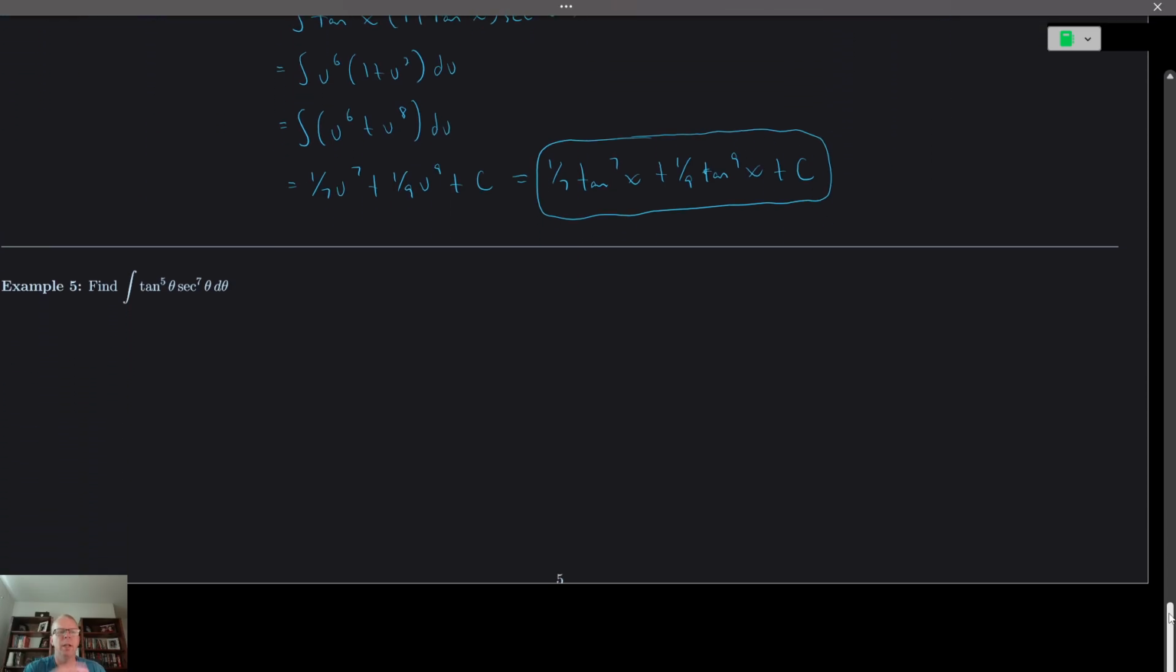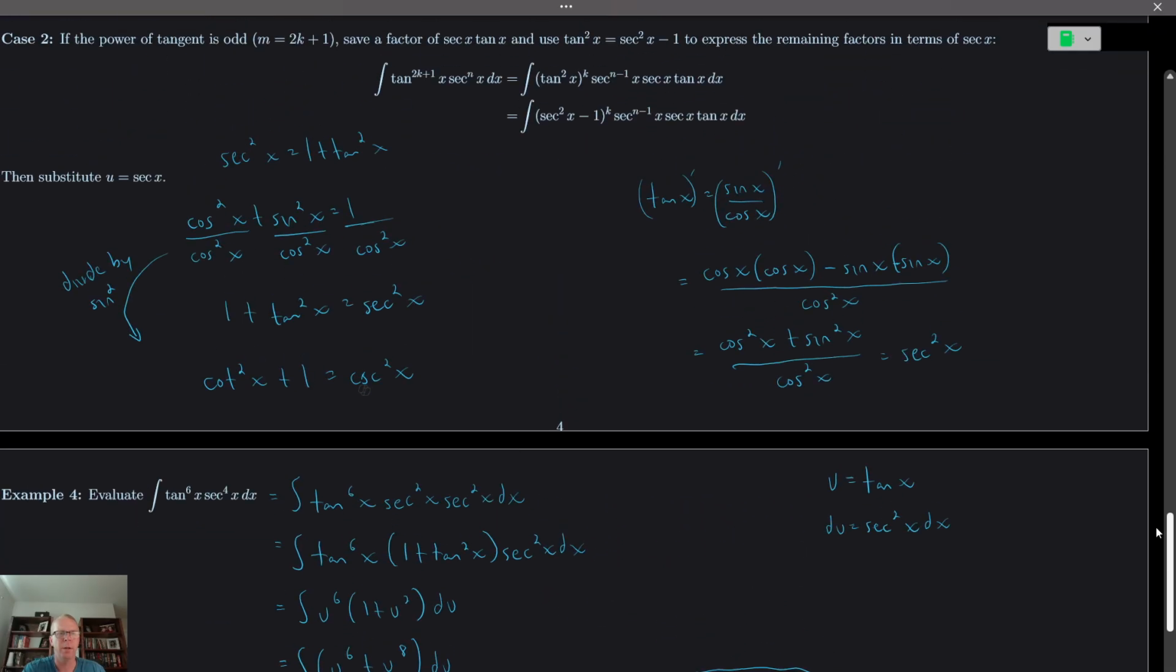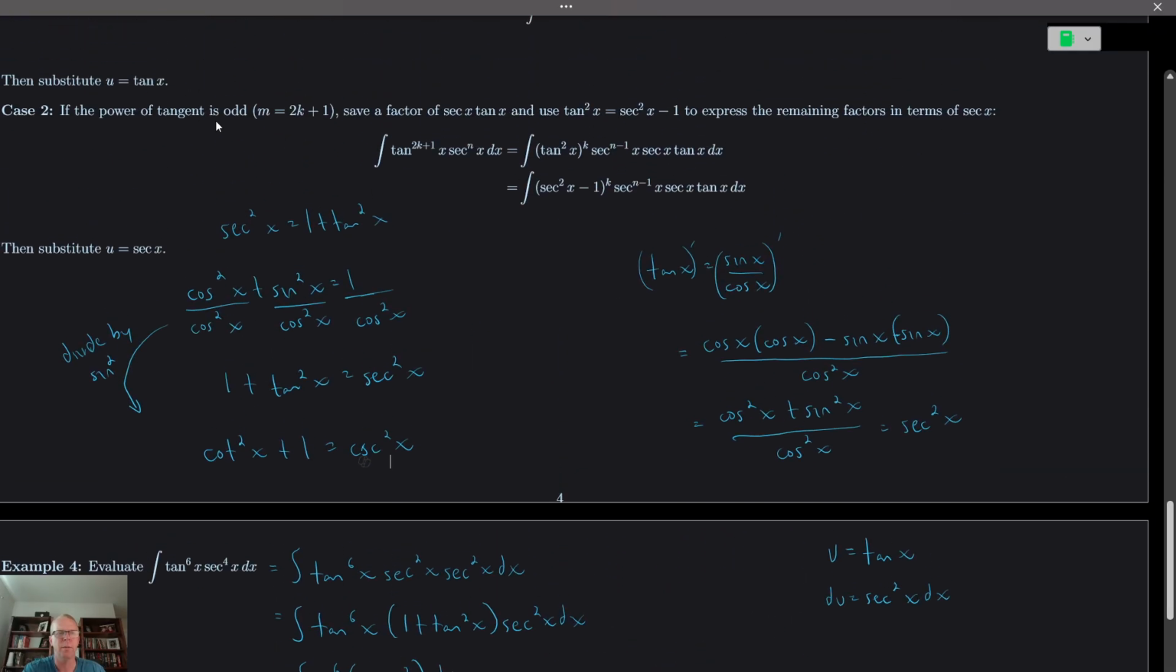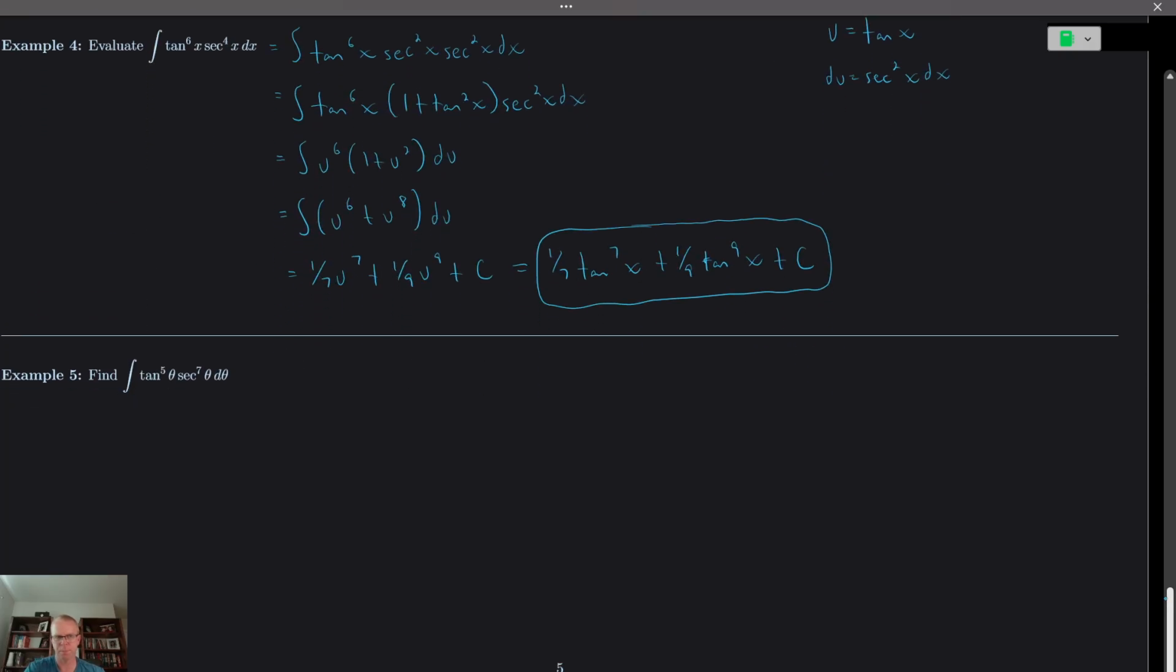Okay, so let's look at this one, the last one. So we have tangent to the 5th times secant to the 7th. And so looking up at our cases here, we see that the tangent is odd. And so we are going to factor out a secant x tangent x, and that's from the derivative of secant. You can find the derivative of secant with the quotient rule, 1 over cosine, and then you get the result. Okay, so factor out secant tangent.